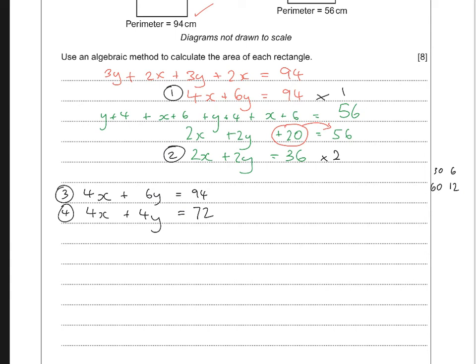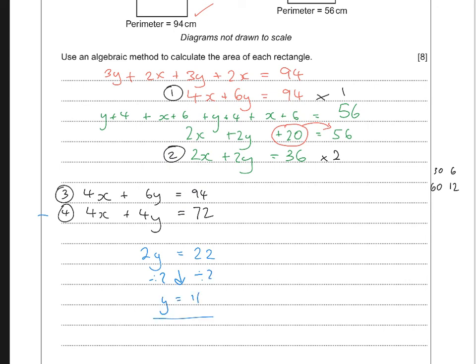So subtracting these equations gives me 4x take away 4x is nothing. 6y take away 4y is 2y. And then 94 take away 72 is going to give me a 2 and another 2. So 2y is equal to 22. And then I will divide both sides by 2, to get 11. So y is equal to 11, but we are not finished there.